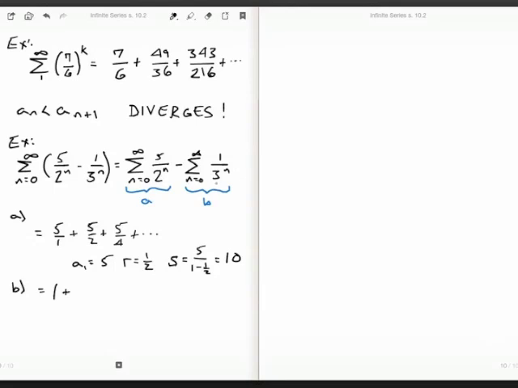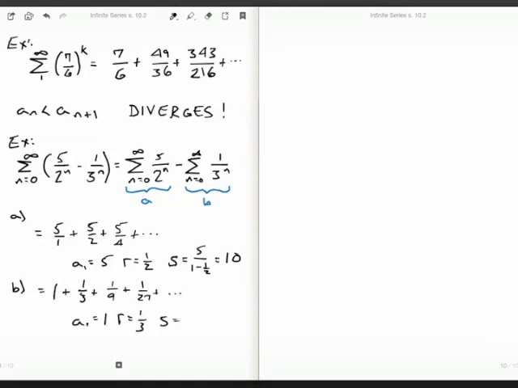1 over 3 to the 1 is 1/3. I just realized this is wrong in my notes, so I have to fix it on the fly. 1/9 plus 1/27 plus whatever. And so a sub 1 equals 1 again. R this time doesn't equal 1/2. We've done a lot of R's equal negative 1/2. This time it equals positive 1/3.